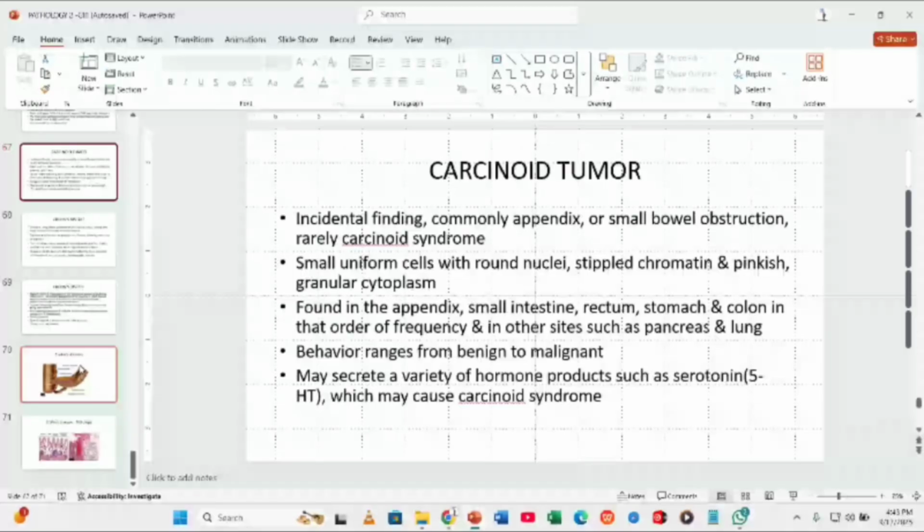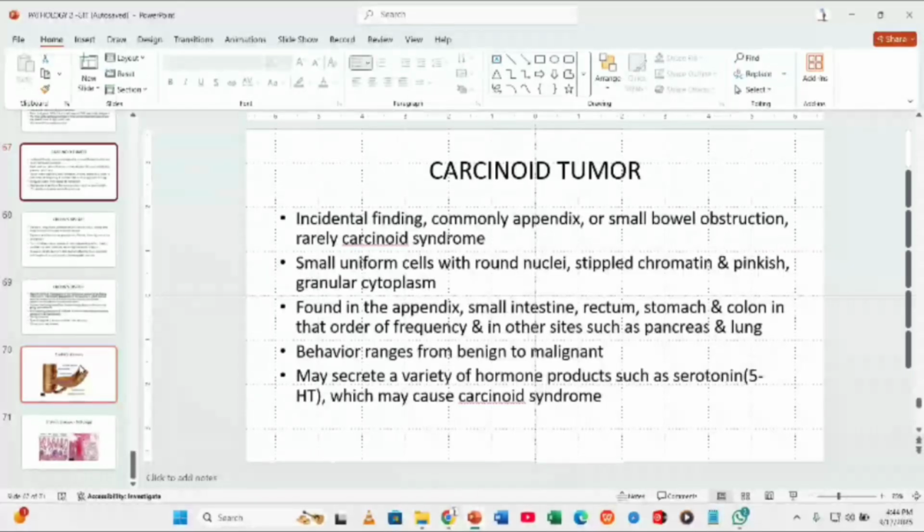So looking under the microscope, that is microscopically, you are likely to see small uniform cells with round nuclei, stippled chromatin, and pinkish granular cytoplasm. So most of the time, these carcinoid tumors will be found in the appendix, small intestine, rectum, stomach, and colon, in that order of frequency. So more frequent in the appendix, followed by the small intestine, followed by the rectum, followed by the stomach and colon. Yeah, but it can also be found in other sites, like the pancreas or even the lung.